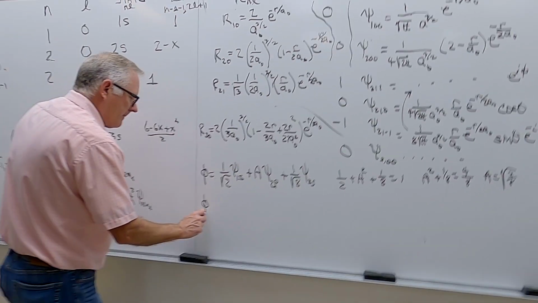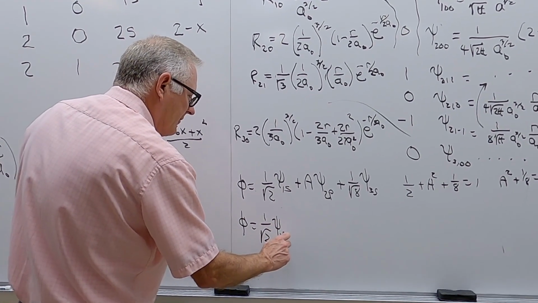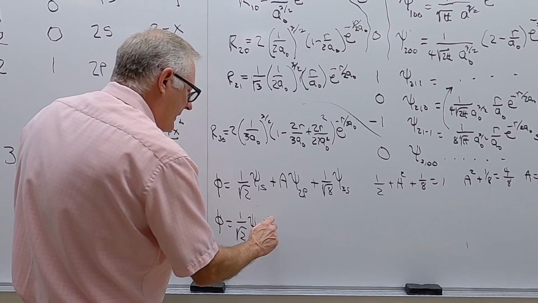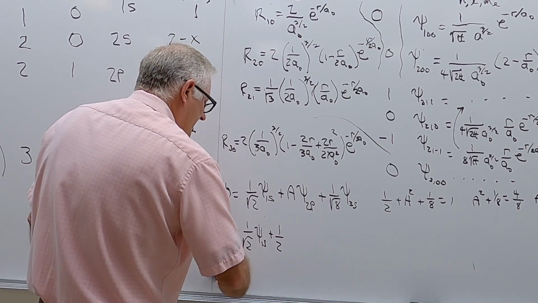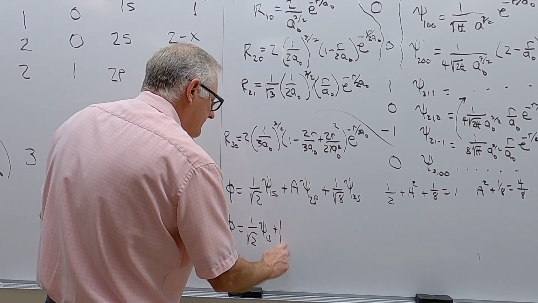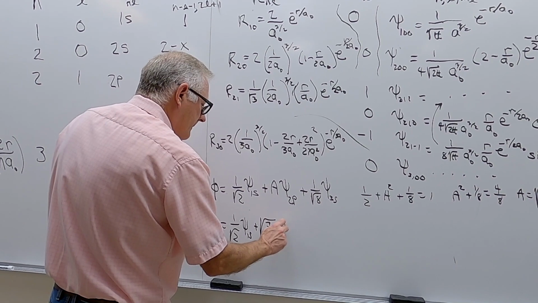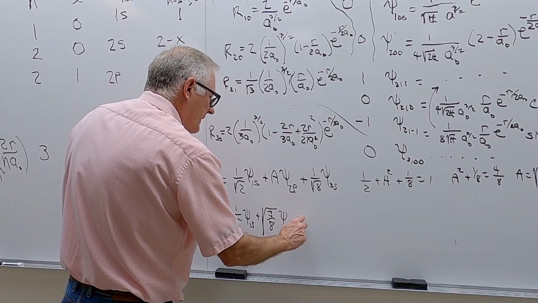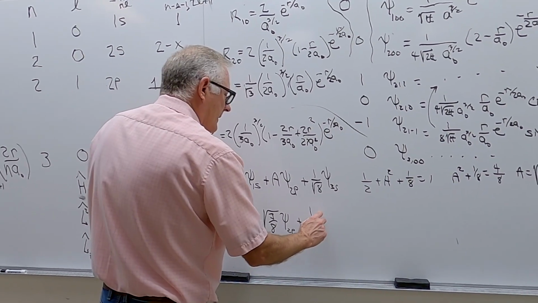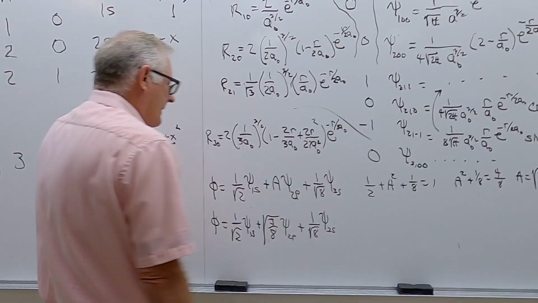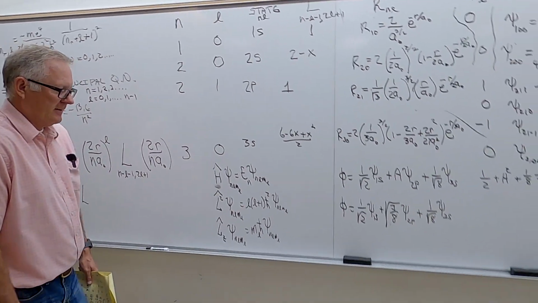So phi is equal to 1 over the square root of 2 psi 1s plus the square root of 3/8 psi 2p plus 1 over the square root of 8 psi 3s.